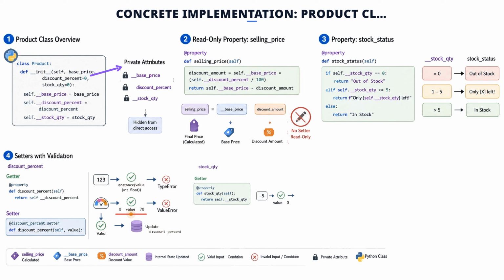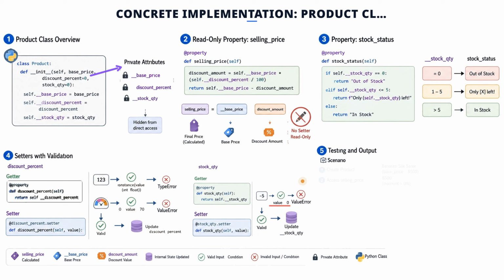A similar protective logic is applied to the stock quantity setter. It ensures that the stock cannot be a negative number, as negative physical stock is impossible. This protects the absolute integrity of our inventory data.